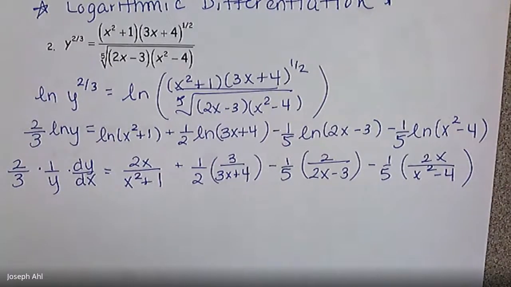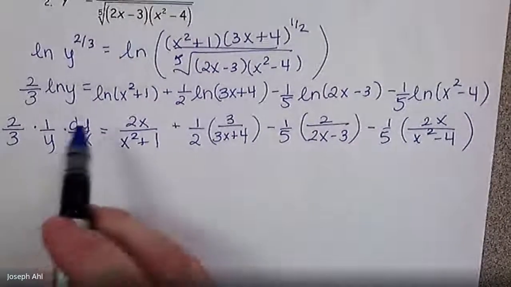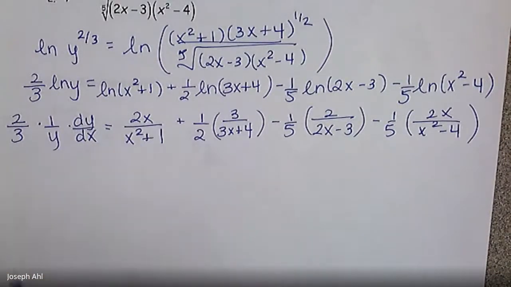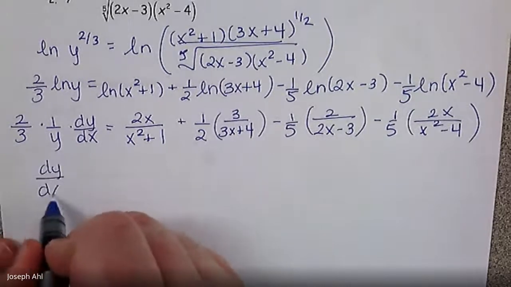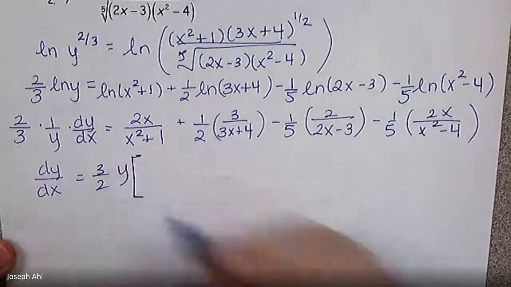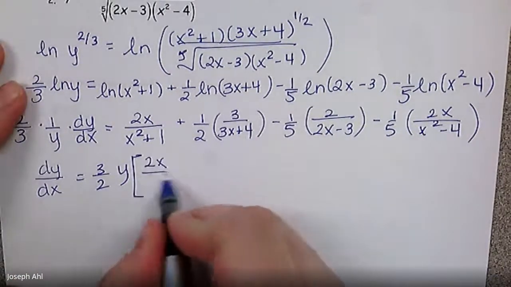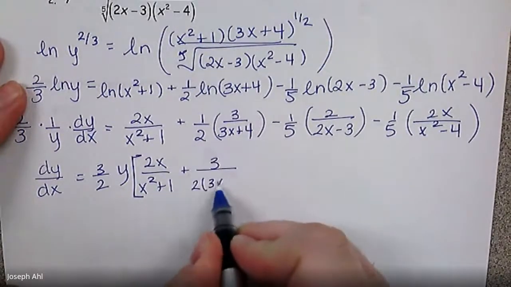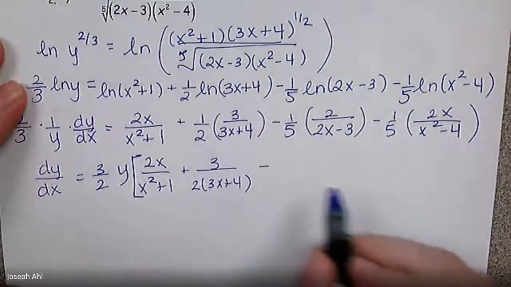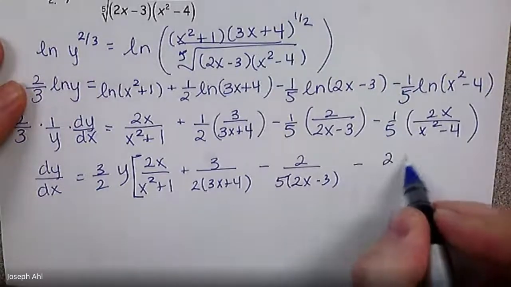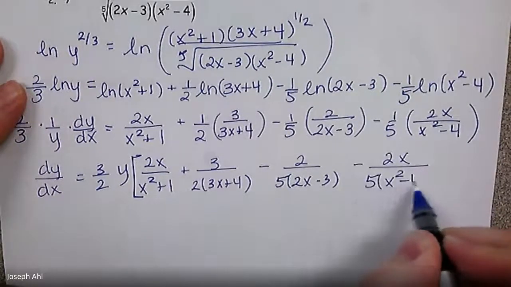So we're getting pretty close to having this in terms of dy dx. I guess we can clean up a few more things before we get there. But to get dy dx alone, I'm going to have to multiply both sides by 3/2 and then also by y. So we're going to get dy dx equals 3 halves y, or 3y over 2, times this whole quantity: 2x over x squared plus 1, plus, let's just make that 3 over 2 times 3x plus 4, minus 2 over 5 times 2x minus 3, and then minus 2x over 5 times x squared minus 4.